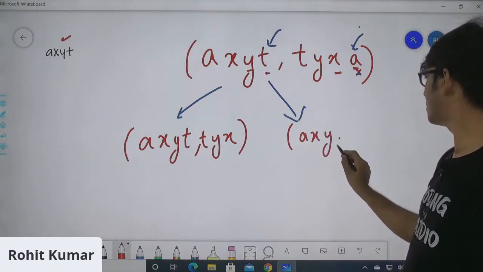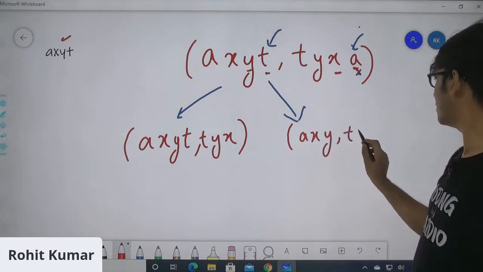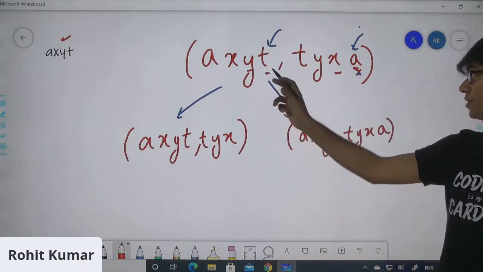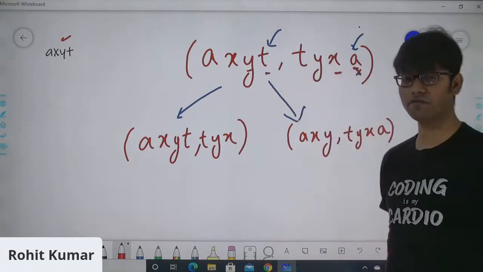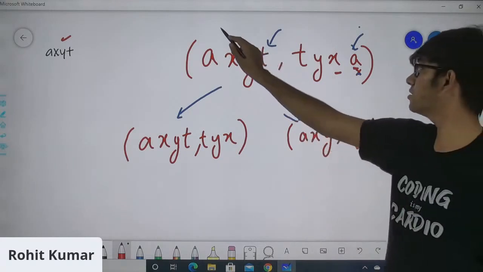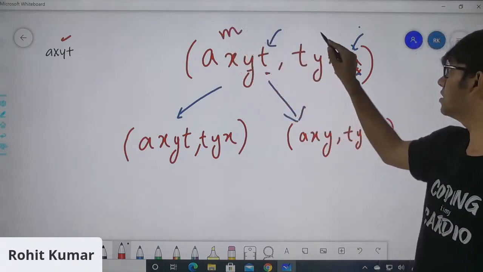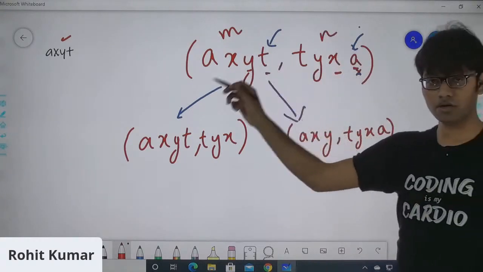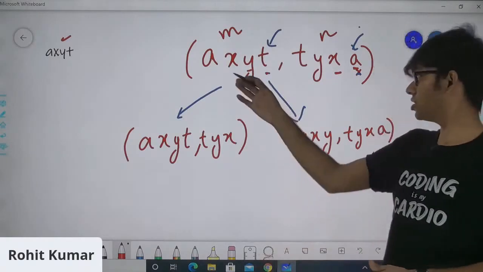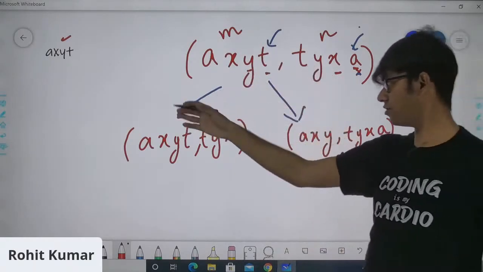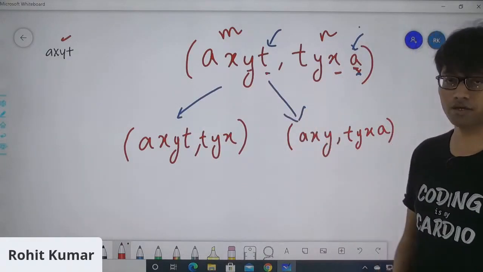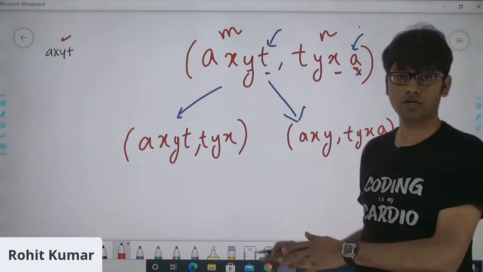a, x, y, comma, t, y, x, a. So what I have done is compare the last two characters of both the strings. I saw that both of them are not the same. Let's say the length of this string is m, and it's n over here. Although it is a reverse of the same string, so m is equal to n in this question. But just to differentiate while writing more function calls, I have taken m and n. In this case, m is equal to n, I repeat.